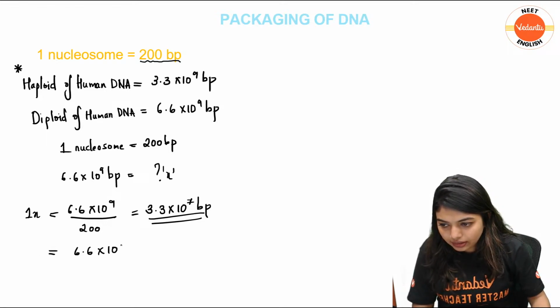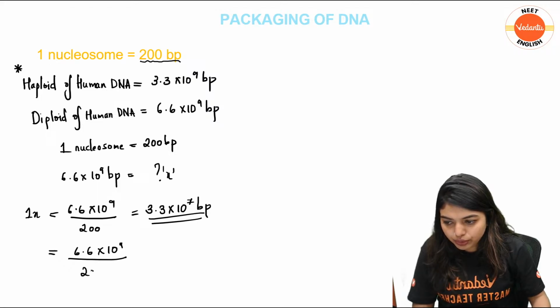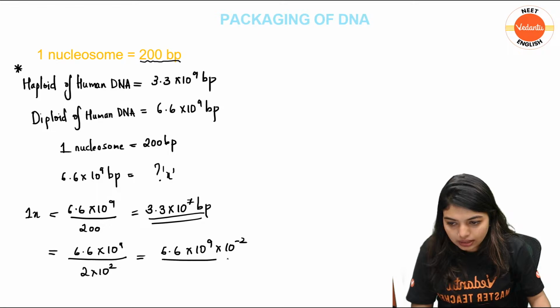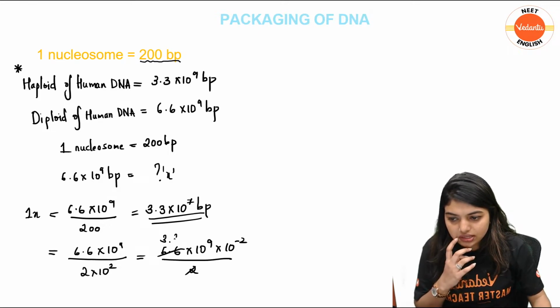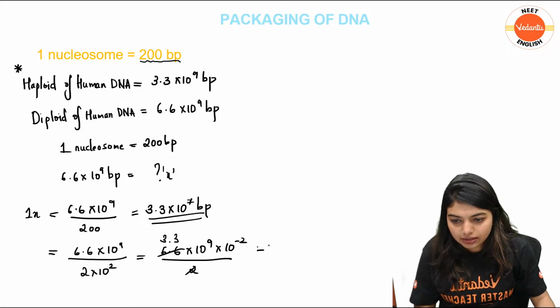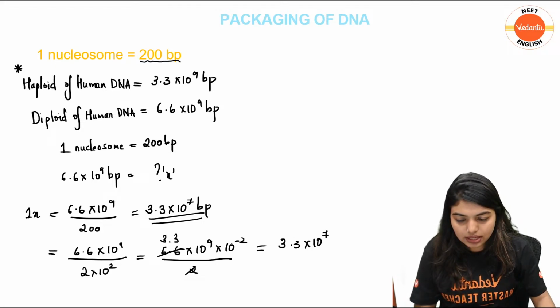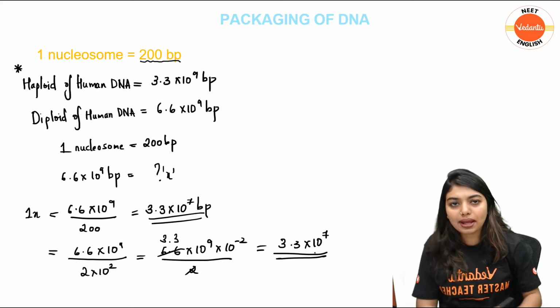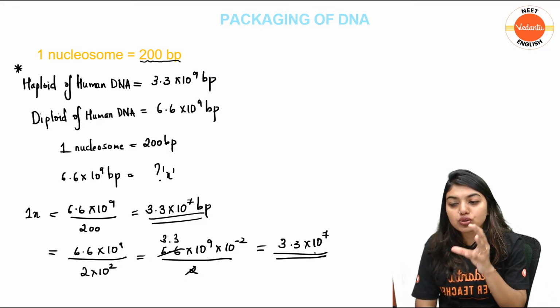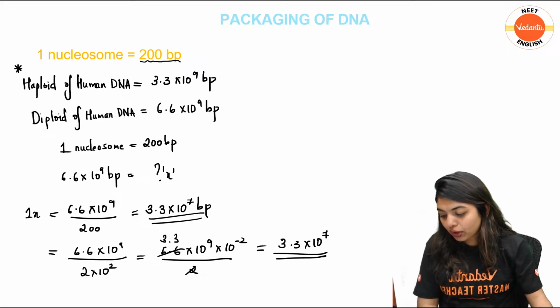10 to the power 9, right? Here I'm going to take 2 into 10 to the power 2. When this goes up, a minus will happen, no? So here it will become 6.6 into 10 to the power 9 into 10 to the power minus 2, divided by 2. This and this I will cut. 3 2s are 6, 3 2s are 6, and here it will be 3.3 into 10 to the power 7. Plus 9 and minus 2 is 7. This is how the maths is. So this is how many nucleosomes will constitute your diploid DNA.